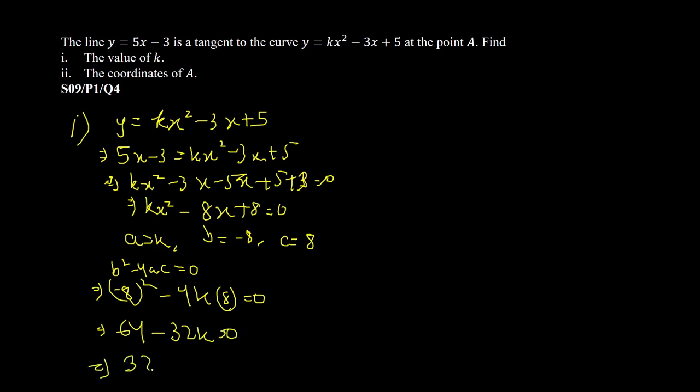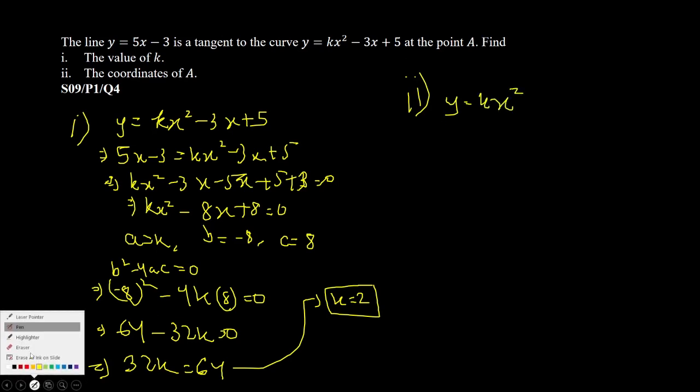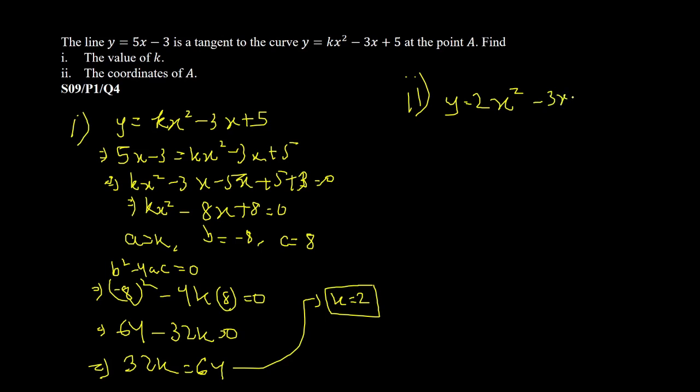So 32k equals 64, therefore k equals 2. And this is where you can check right now whether or not the answer is correct. So substitute this k equals 2 onto this equation, so that we have y equals kx square, no, actually 2x square minus 3x plus 5. I have to do this thing all over again, so that we have this thing.